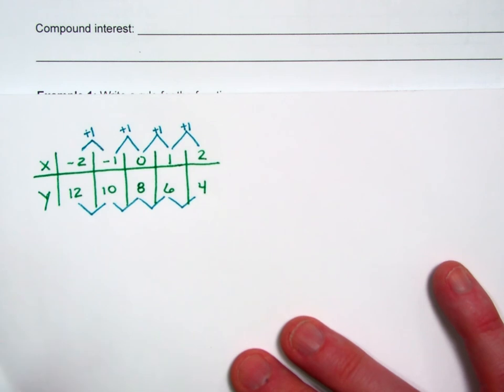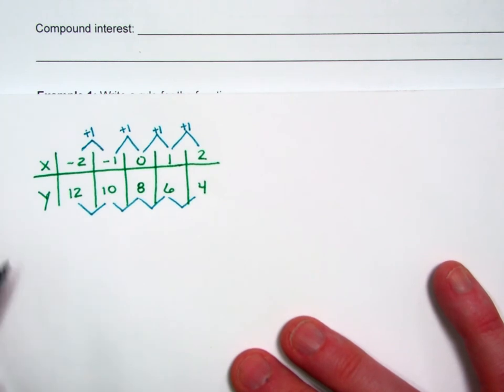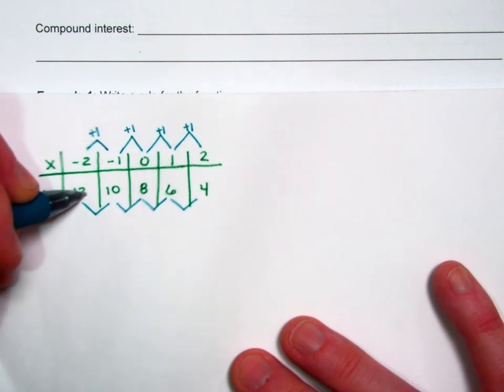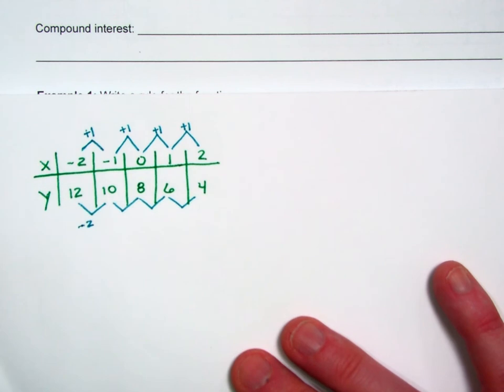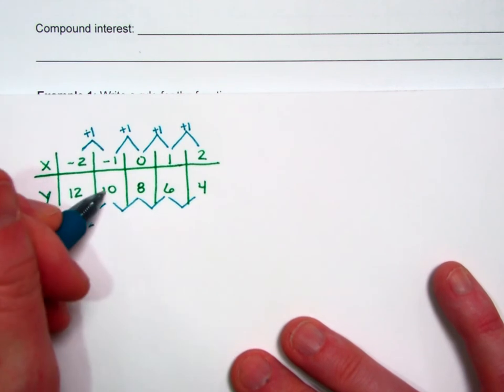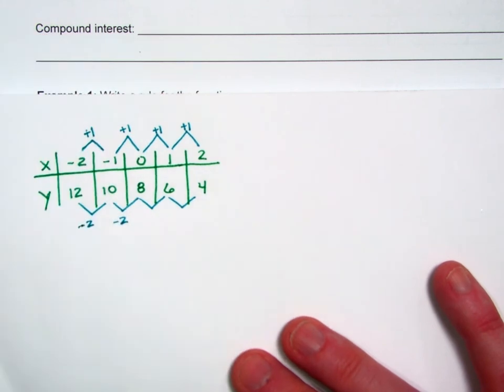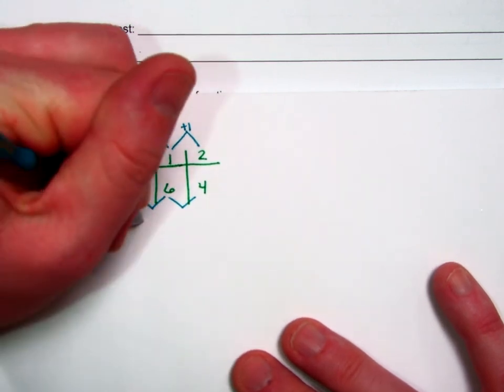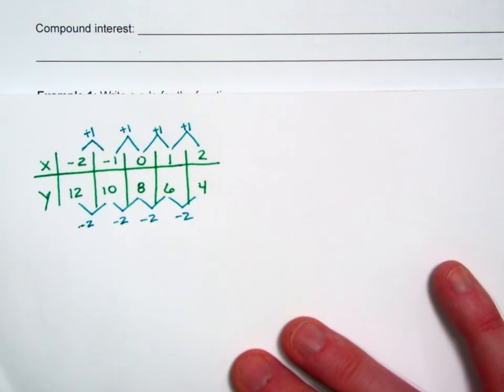It wasn't always adding. Okay, in this case I picked numbers that were subtracting, but you were going from positive 12 to a positive 10, which meant that you needed to subtract 2. And if you went from a positive 10 to a positive 8, you again subtracted 2, from 8 to 6, and from 6 to 4, you were also subtracting 2.